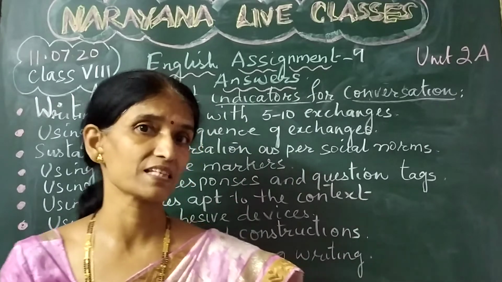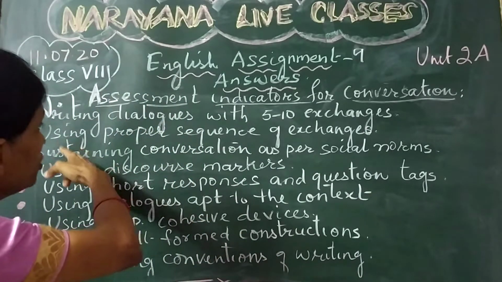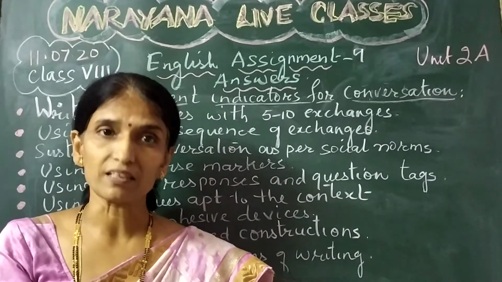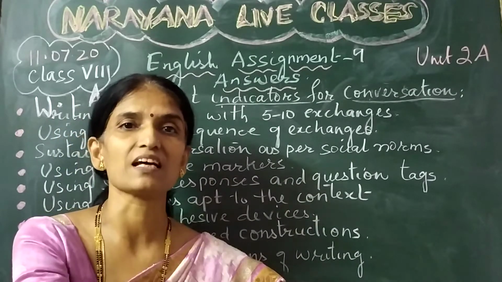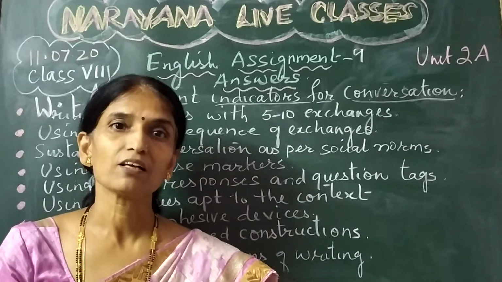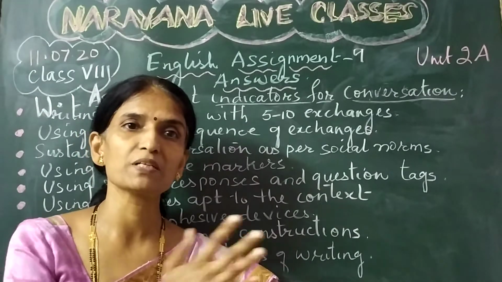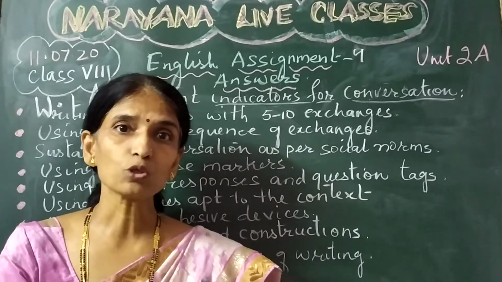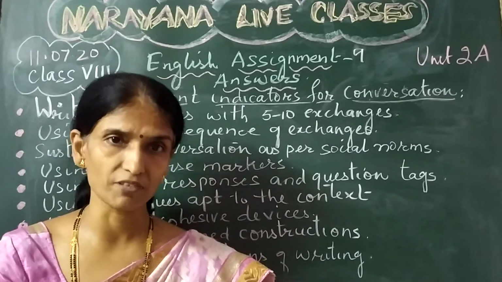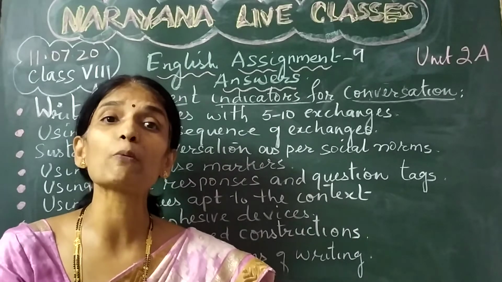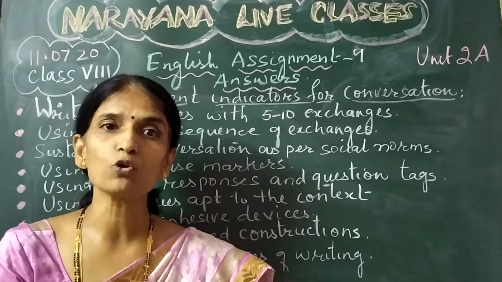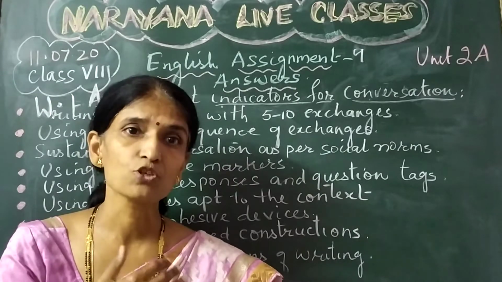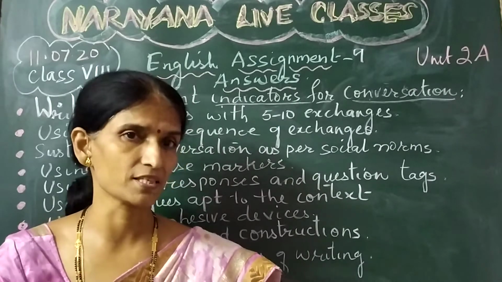The second assessment indicator, using proper sequence of exchanges. Here, in this discourse, we are given an instance: develop a conversation between Mr. Bumble, Oliver and the gentleman in the room. So this is one situation that is given to us and it is sequential. So you should follow proper sequence. The dialogues that you write should follow a certain sequence.